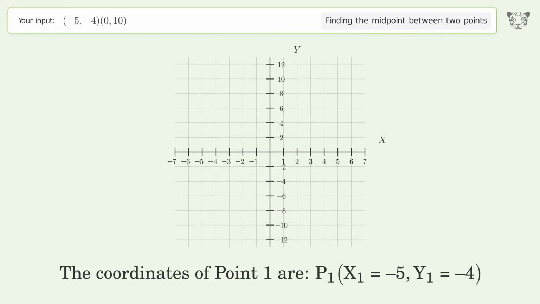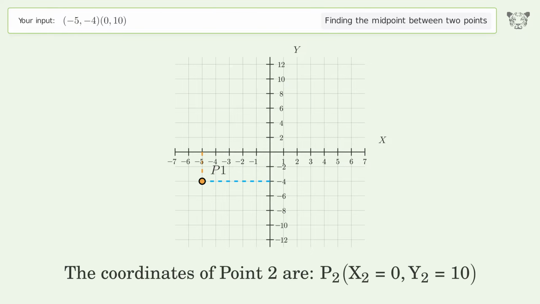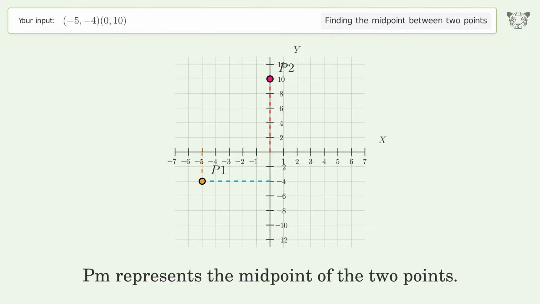The coordinates of point 1 are x1 equals -5, y1 equals -4. The coordinates of point 2 are x2 equals 0, y2 equals 10. PM represents the midpoint of the 2 points.